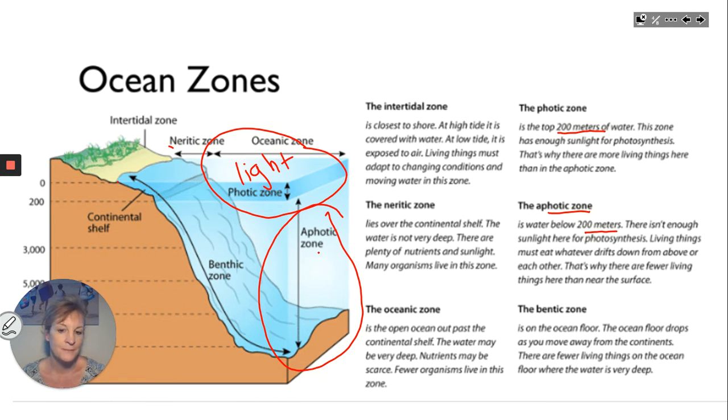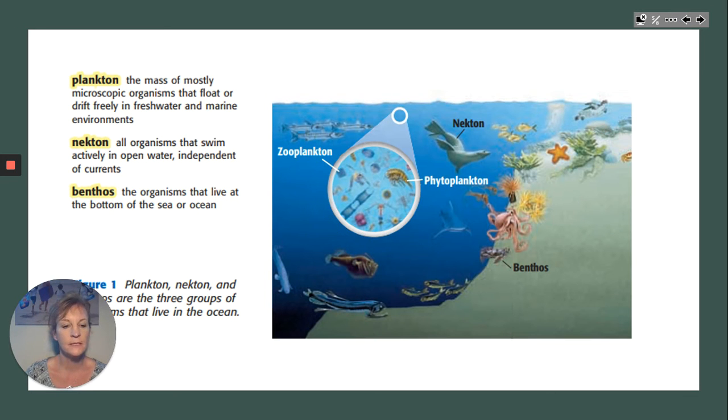So the organisms have to adapt to live differently in that aphotic zone. So those are the main zones of the ocean. And then we have creatures of the ocean. So the first creature that I want to talk about is the plankton.